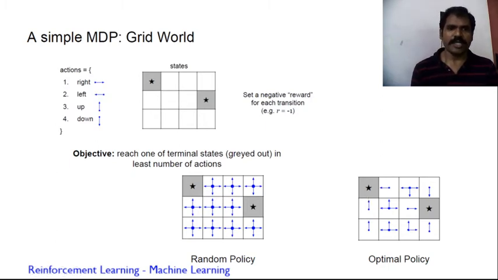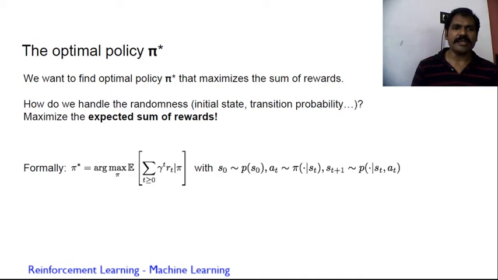So the objective is to reach one of the terminal states in the least number of actions. Say for instance, if I place the robot here, how many actions does it need to take? Action 1, 2 to reach the terminal state, and in this case action 1, 2, 3 to reach the terminal state. So it must be the least number of actions and also maximize the discounted reward. So the optimal policy pi is given as this, which maximizes the sum of rewards.